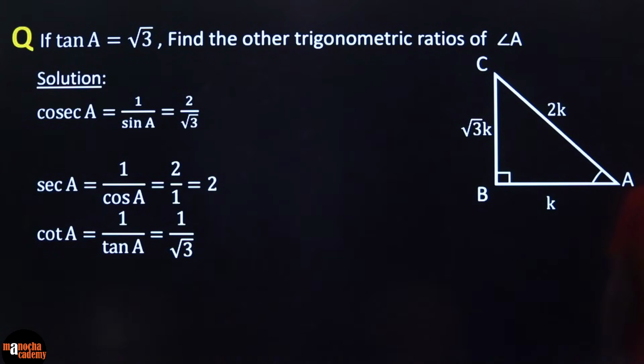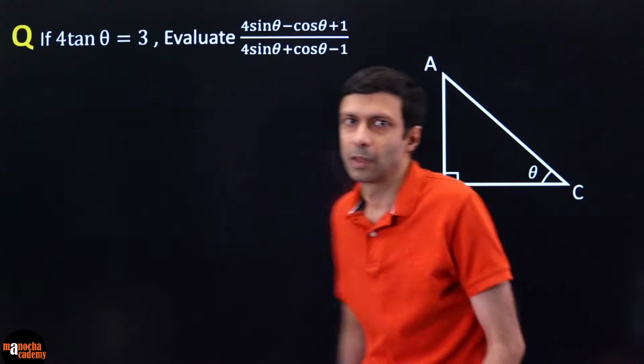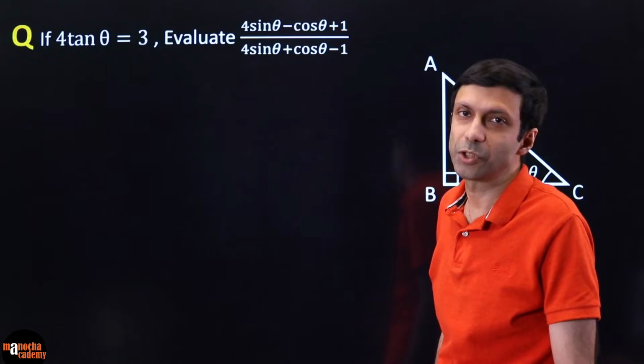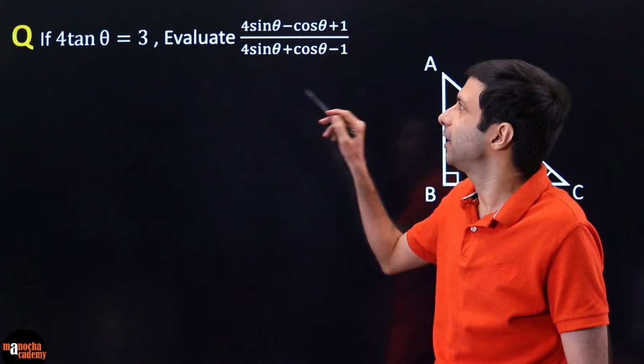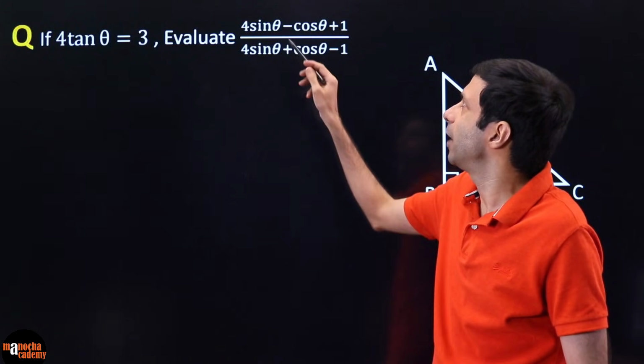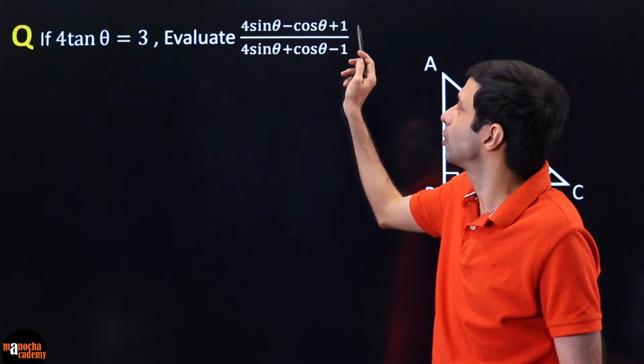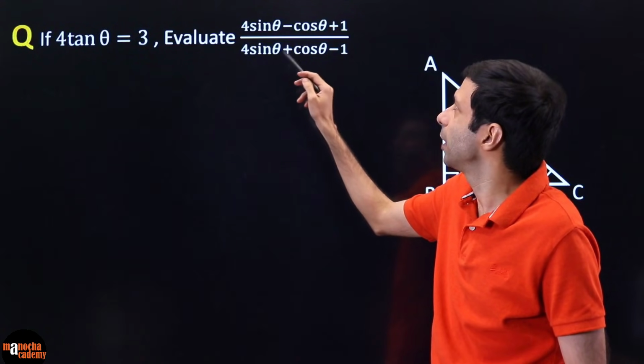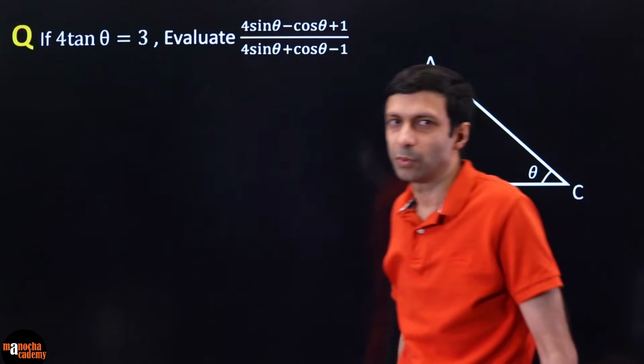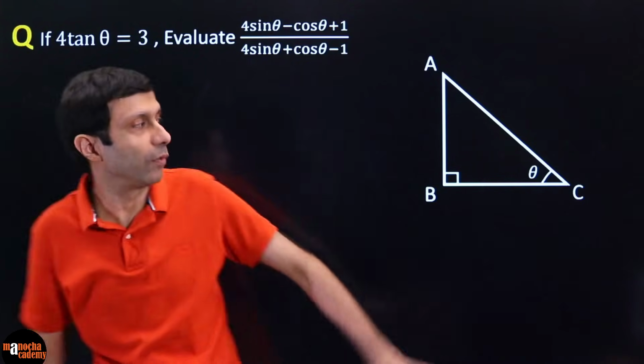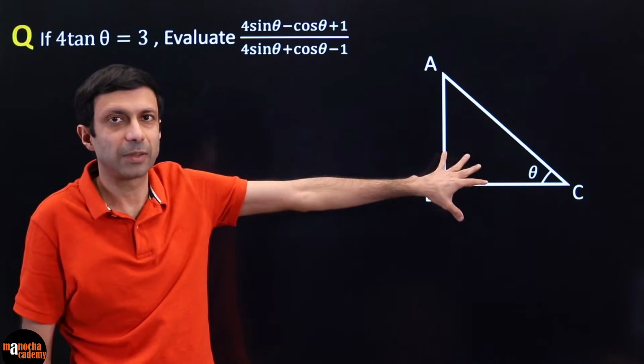That's it. I wanted you guys to solve this sum, but I think this is pretty easy, right? So now why don't you guys try this next question yourself? 4 tan theta is 3. You need to evaluate (4 sine theta minus cos theta plus 1) divided by (4 sine theta plus cos theta minus 1). Again, to visualize it, it's always good to draw a diagram like this, right?